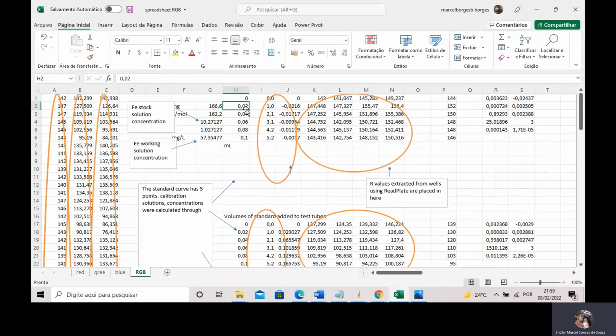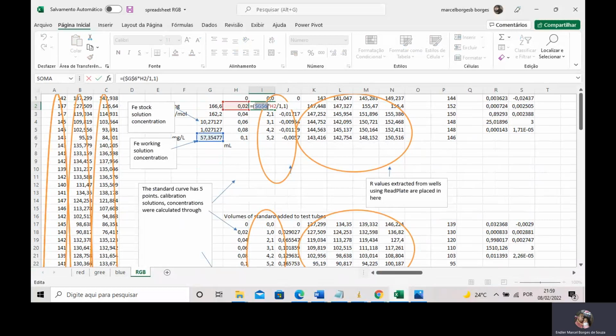I have added 0.02, 0.04 milliliters of my working solution in 5 different cuvettes, and I have mixed 1 milliliter of my chromogenic solution, which was 0.2 mole per liter potassium thiocyanate. In here, I have my concentrations. Look how my concentrations were calculated.